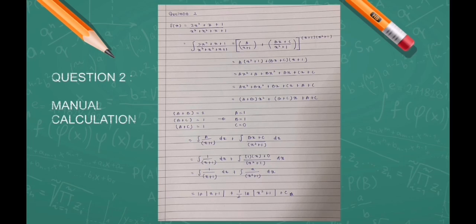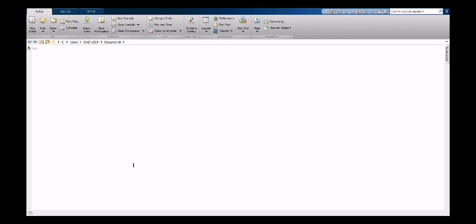So I will continue with the coding for question 2. Now I'm going to start with the numerator equal to 0, 0, 1, 1. Then the denominator is equal to 1, 1, 1, 1. Then I'm going to use residue, which gives the vectors for the residues, poles, and direct terms, equal to residue of num and den, and then I press enter. So this is the answer.